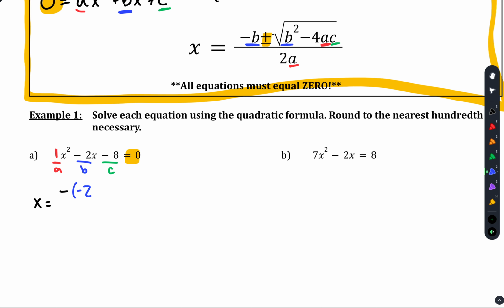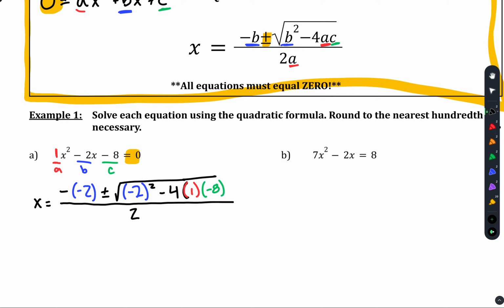So this is parentheses, negative 2, because that's my b value, plus or minus the square root of b, which is negative 2, squared, minus 4, and again, I'm plugging a new thing in, times 1, times c, which is negative 8. All divided by, look at how the fraction bar goes underneath the entire thing. 2 times a, which is 1. This is the proper notation that I need to see every single time. And if yours does not look like mine, you will lose points. Is that clear?